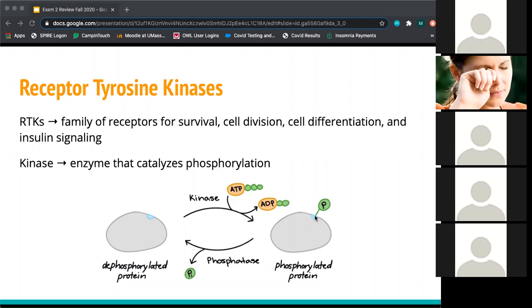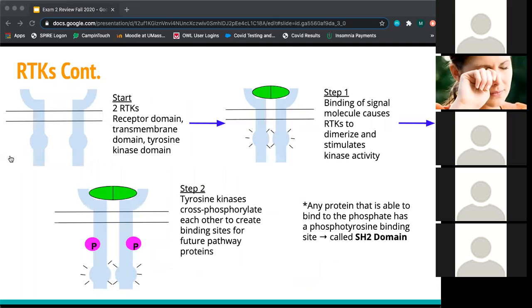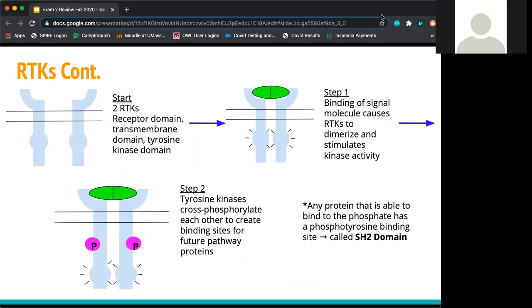So basically, kinases will use phosphorylation to activate proteins, and it's going to happen like this. The kinase is going to add a phosphate onto a protein. Okay, so here is your first basic mechanism that you're going to see.